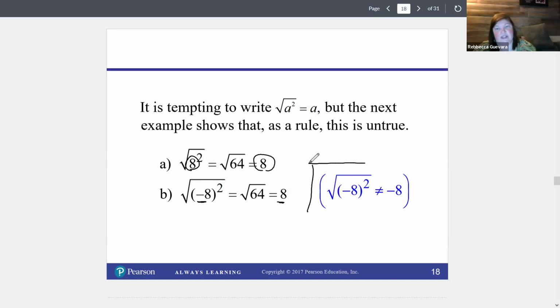So what this means is that we should not square a negative number, take a square root, and get a negative back. And that is simply because, like I said, we're looking only at principal roots. So once I square that, the negative is gone, and I'm just looking at that principal root.